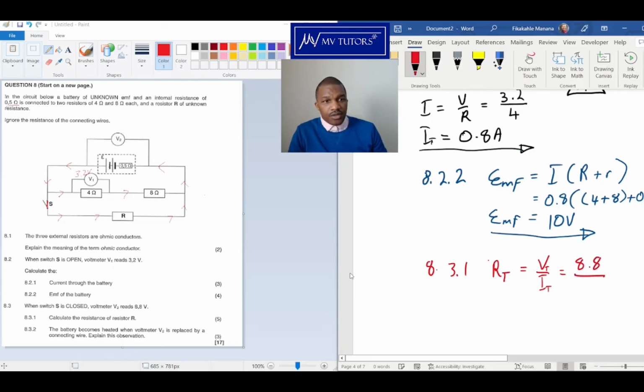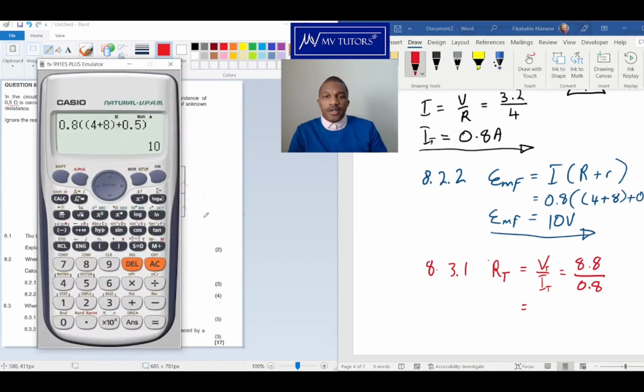We are told when switch S is closed, voltmeter V2, which is there, which is the total voltage, is 8.8, divided by the total current, which is 0.8. We solved it there. Put that in a calculator. It's 8.8 divided by 0.8. We get 11.